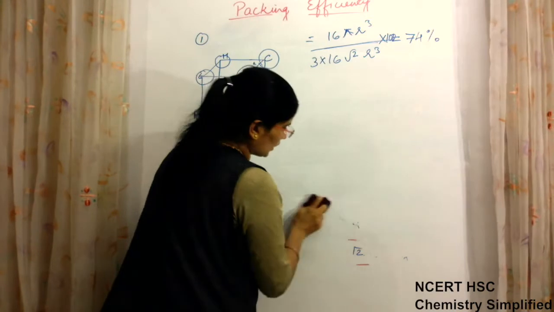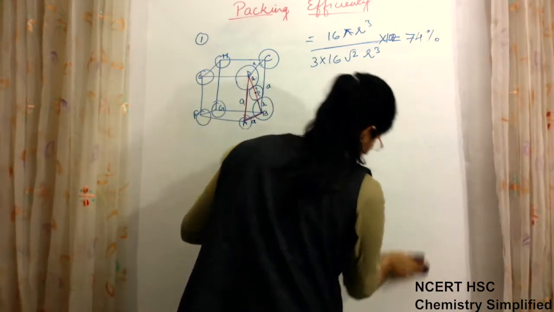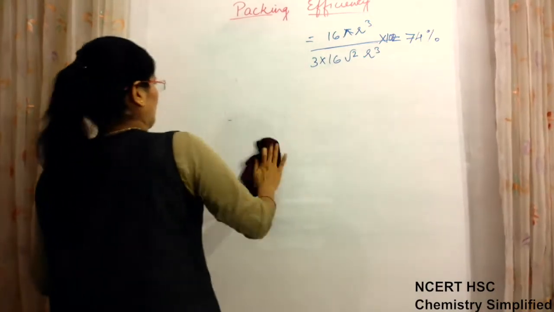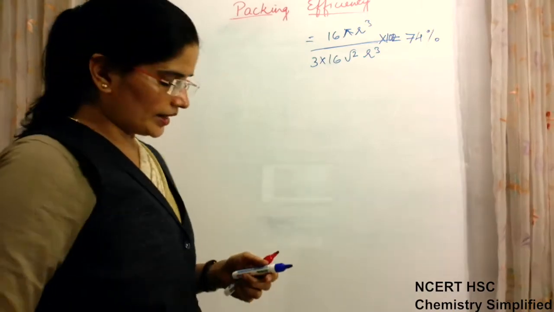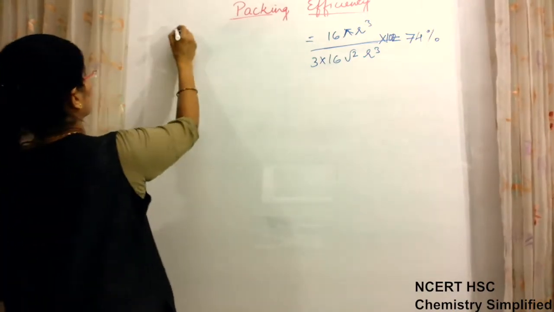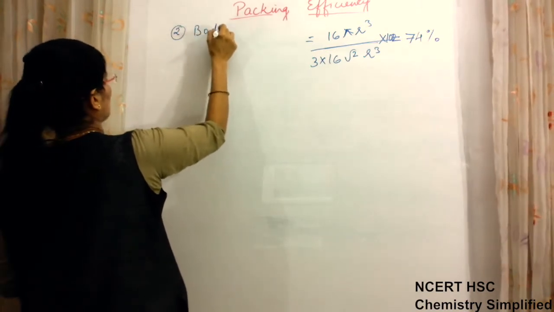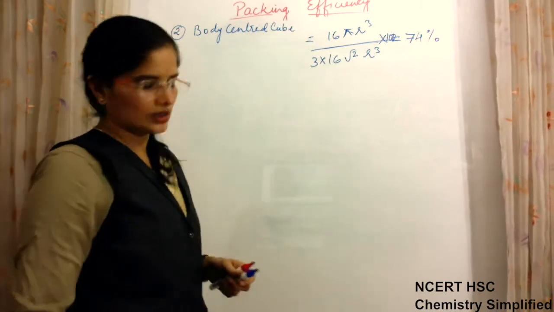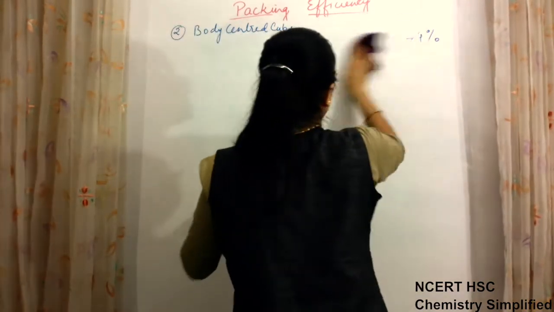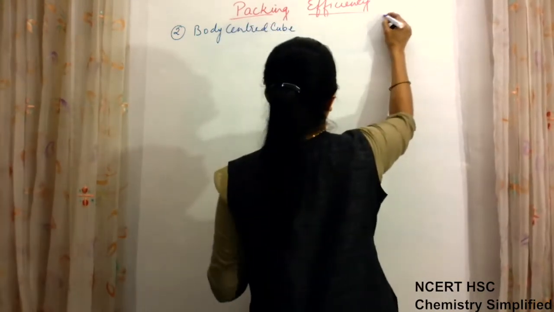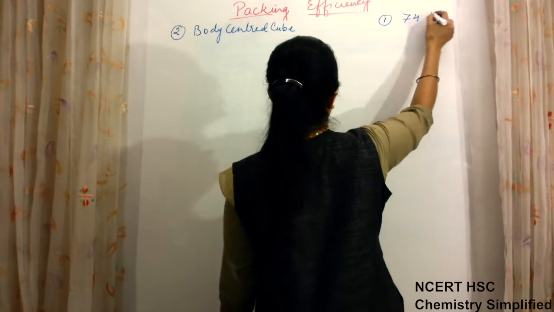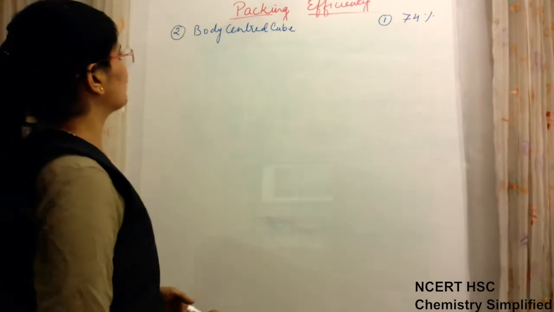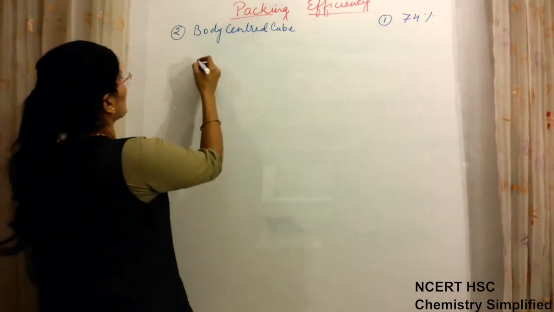Okay. Now in the second case you will see, again we have to use the same formula. Now the packing efficiency, second, in body centered cube. First, the packing came to 74%. Okay, now in the body centered cubic structure, what is the packing efficiency? This we have to calculate. Again we will make a cube.